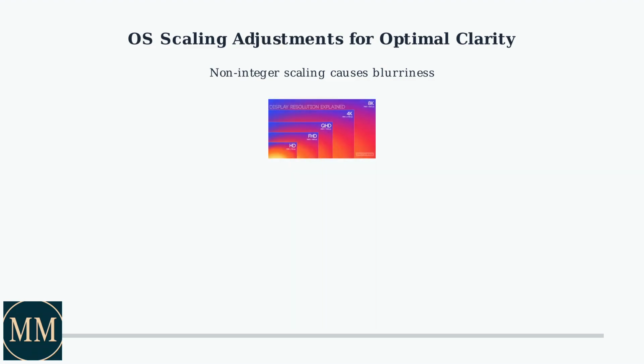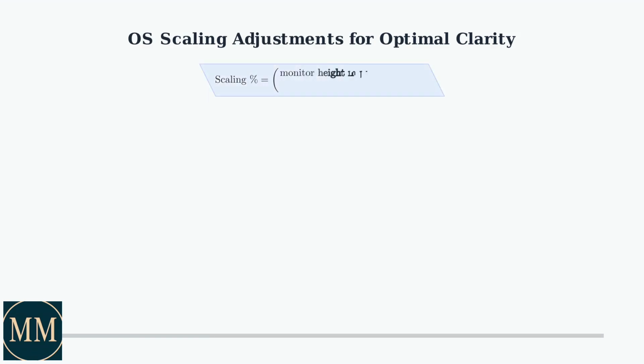To understand scaling, first consider the monitor's resolution. Ultra-wides, like 3440 by 1440, have a different pixel density compared to standard monitors, which affects how scaling works. The optimal scaling percentage can be calculated using this formula. Divide your monitor's height in pixels by 1080, then multiply by 100. For example, a 34-inch ultra-wide with 1440 pixels height would use 133% scaling. This formula helps find the right scaling for your specific monitor size. It's based on standard 1080p resolution as a reference point.